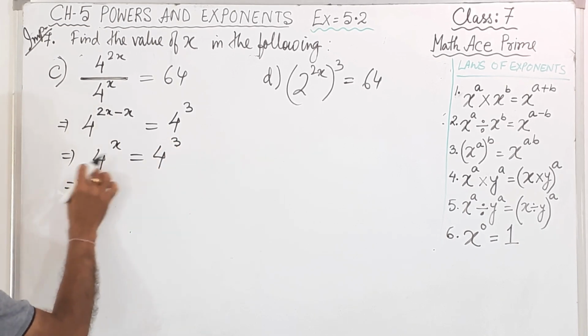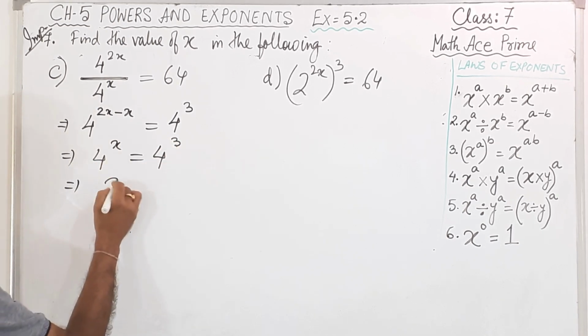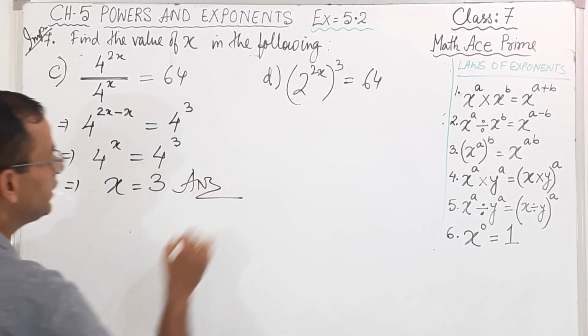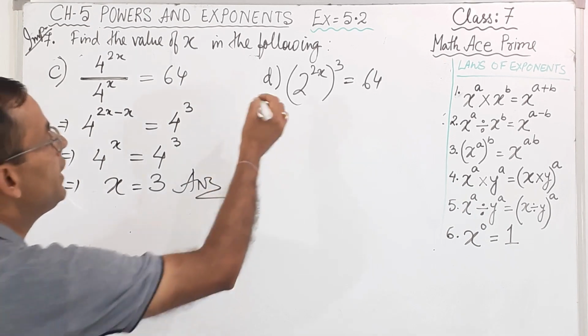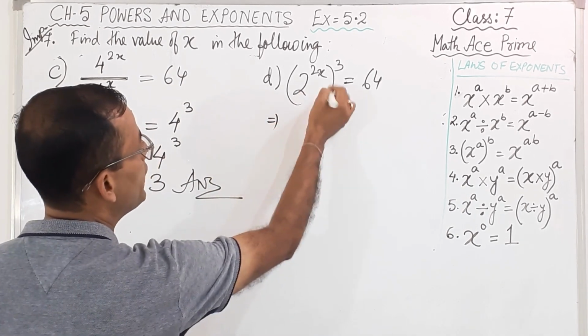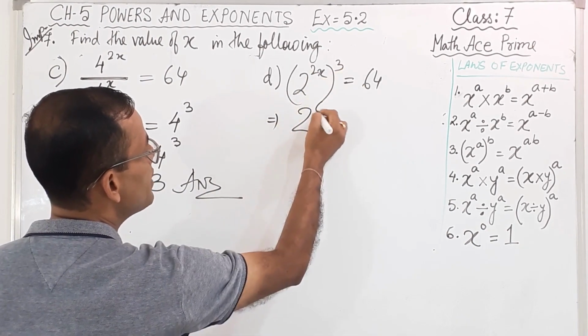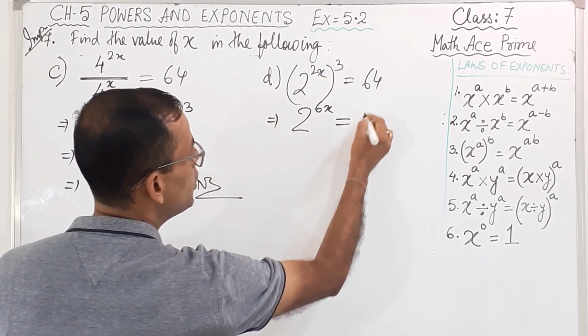Now you can see the bases are same, it will disappear. So x is equal to 3, and this is the answer. Clear? Now number D. If I open this bracket, then power will multiply. 2 to the power 2x into 3, 6x equal to 64.